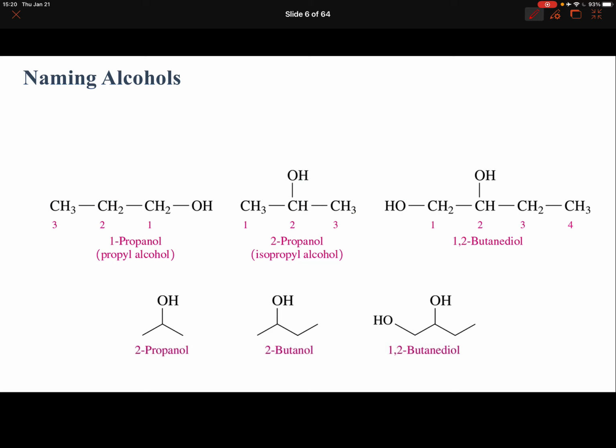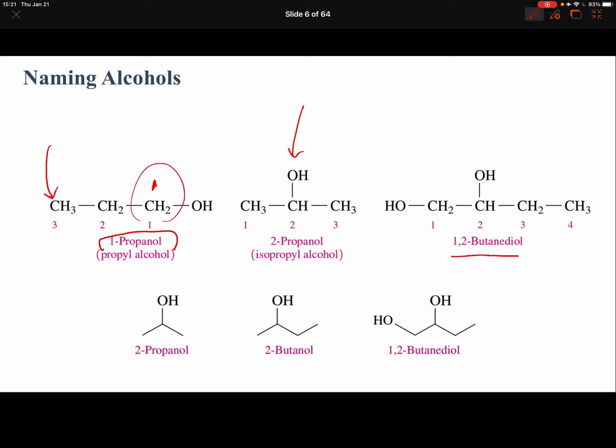So with 3 or more carbons, the OH can go at different positions. With fewer than 3 carbons, that doesn't happen. Here's an example of 1-propanol, where the OH group is attached to the number 1 carbon. If we attached it to the other side, we wouldn't call it 3-propanol. It would still be 1-propanol, we would just number from the other side. So here we get 2-propanol. This would be true of butane as well.